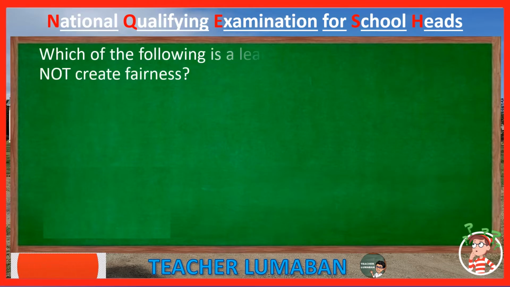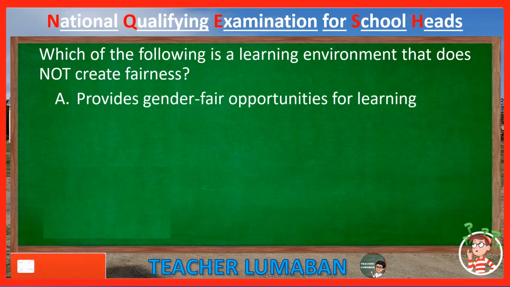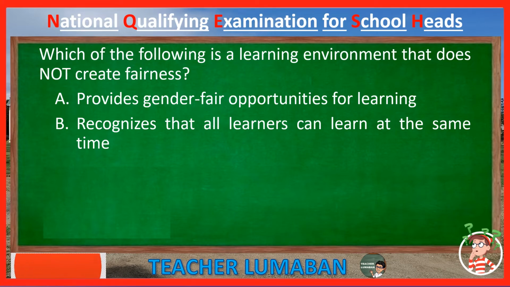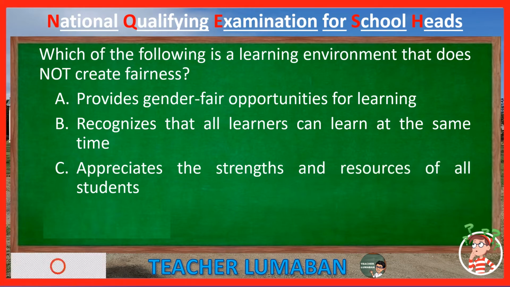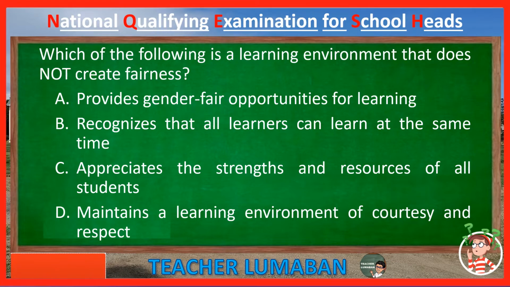Which of the following is a learning environment that does not create fairness? Letter A provides gender-fair opportunities for learning. Letter B recognizes that all learners can learn at the same time. Letter C appreciates the strengths and resources of all students. Letter D maintains a learning environment of courtesy and respect. Choose the suitable answer based on the given choices in 5 seconds.